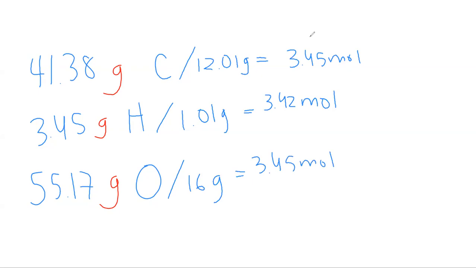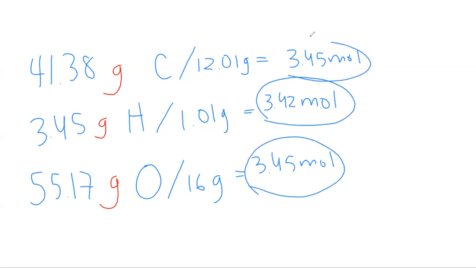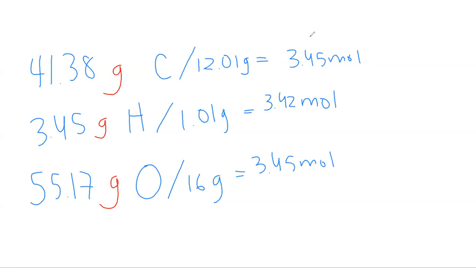All right, so these are just the steps you always take to find the empirical formula. You're going to find how many moles of each of the elements you have, and then you can remember the next step with a little saying. It's called divide by small and multiply to whole. So you're going to divide all of these moles by the smallest amount of moles. Our smallest amount of moles is 3.42, so we're going to divide all of these by 3.42.